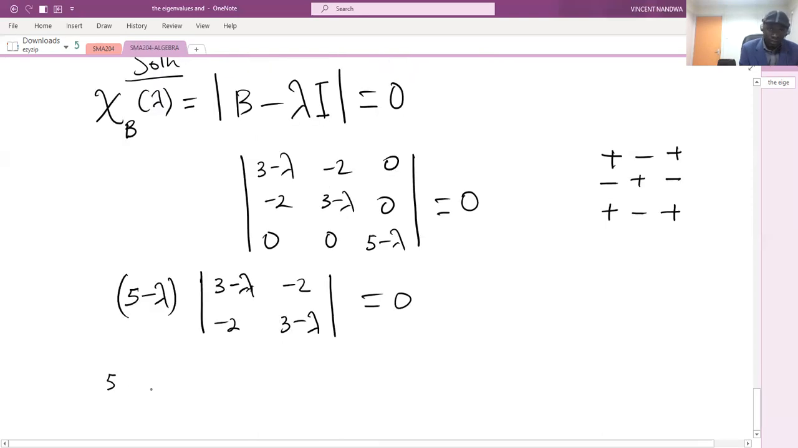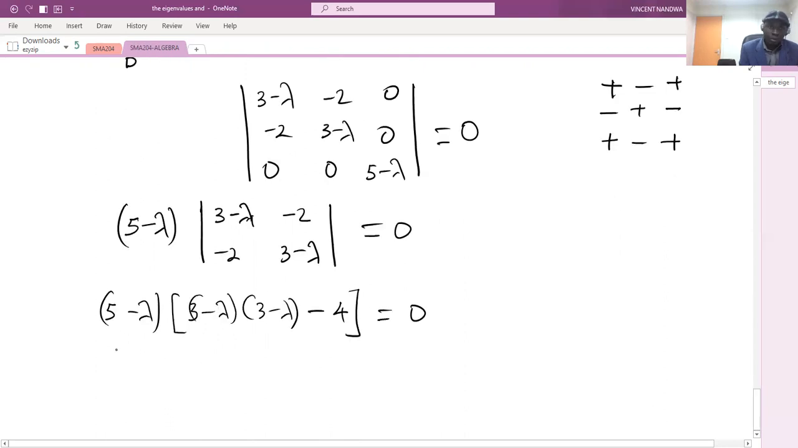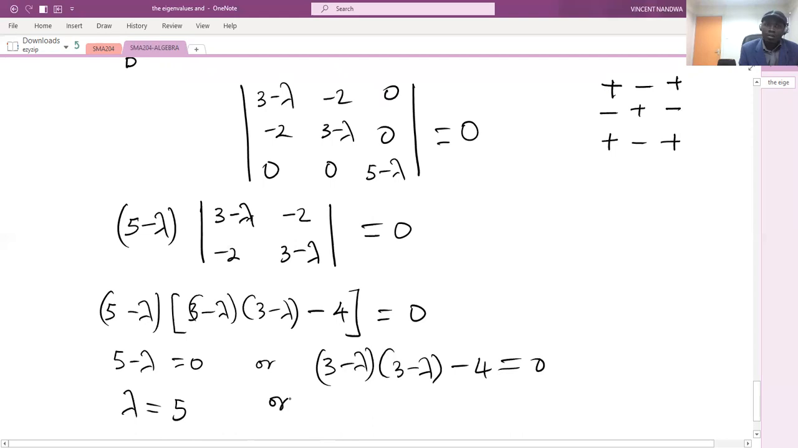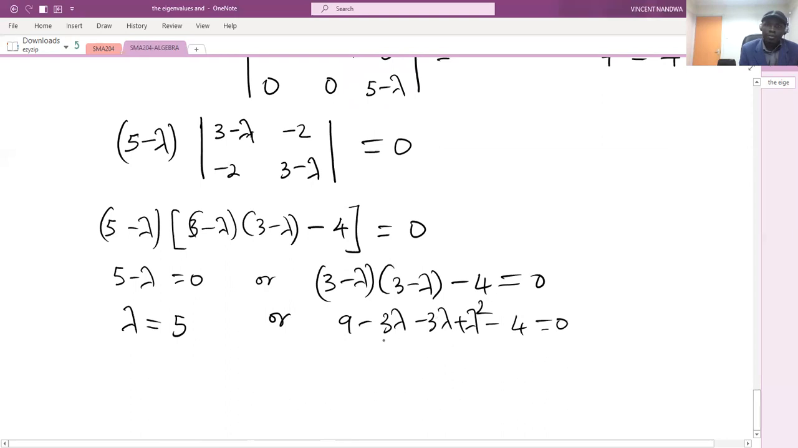So we'll have 5 minus lambda times 3 minus lambda, 3 minus lambda, minus 4 equals to 0. This means 5 minus lambda equals to 0, or 3 minus lambda, 3 minus lambda, minus 4 equals to 0. So here lambda equals to 5, or this will be 9 minus 3 lambda, minus 3 lambda plus lambda squared minus 4, so lambda squared minus 6 lambda plus 5 equals to 0.